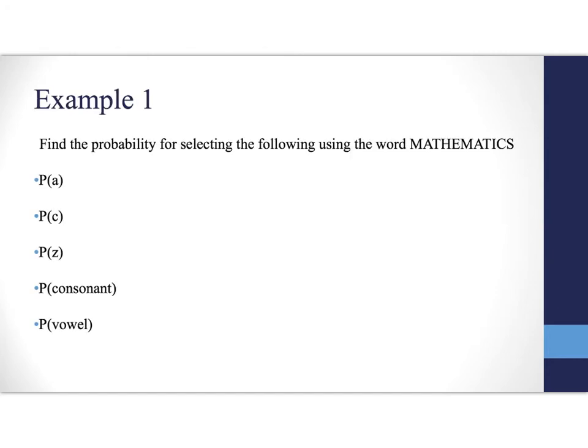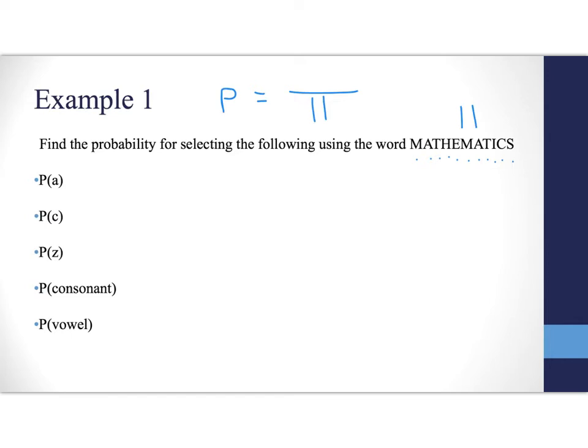If we look at example 1, it says find the probability for selecting the following using the word mathematics. The first thing I'm going to do is figure out how many letters there are in mathematics. If we count, we've got 1, 2, 3, 4, 5, 6, 7, 8, 9, 10, 11 possible outcomes. So when I set my probability up, I know that 11 is going to have to be on the bottom because I have 11 different letters that are possible outcomes.